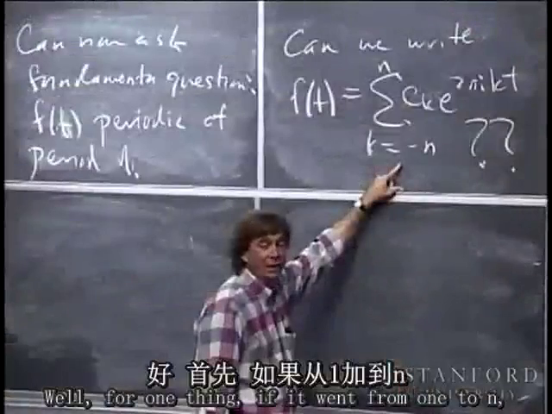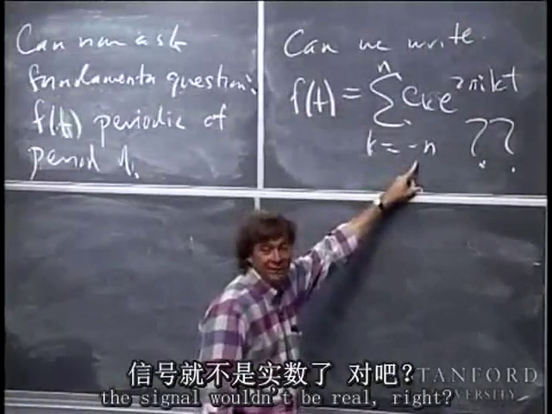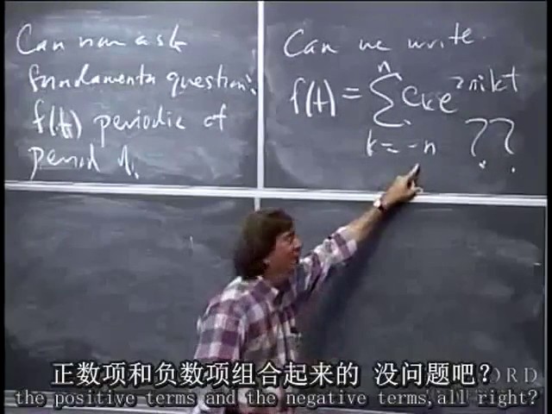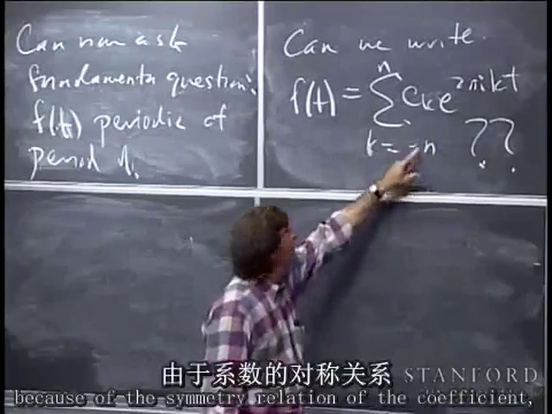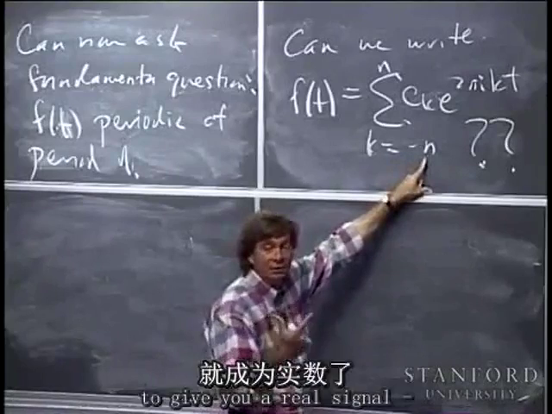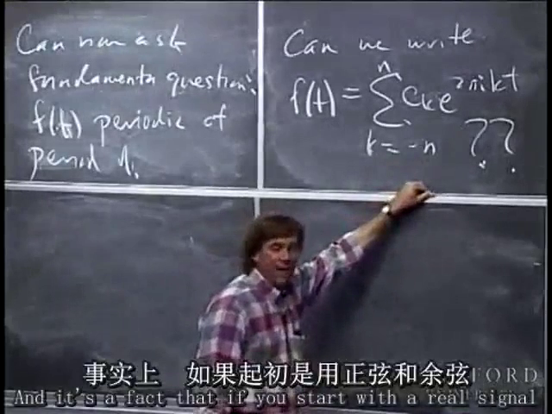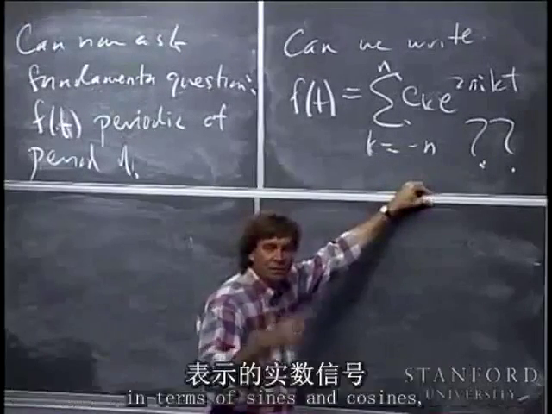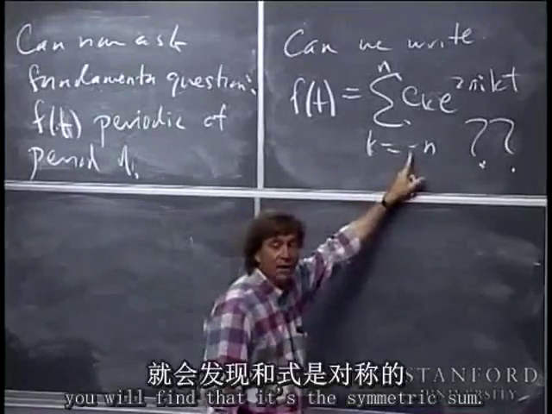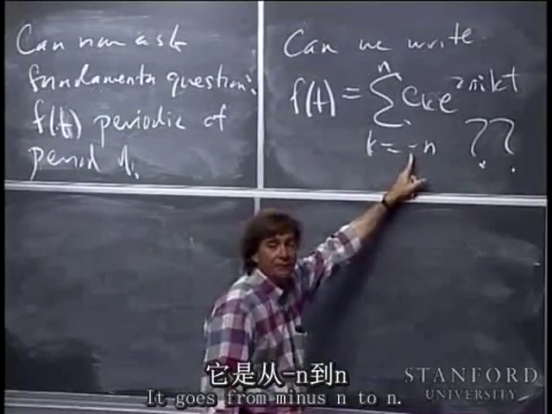Well, for one thing, if it went from 1 to n, the signal wouldn't be real, right? Remember, there's this combination of the positive terms and the negative terms. Because of the symmetry relation of the coefficients, the positive and the negative terms combine to give you a real signal, to give you a real part. And it's a fact that if you start with a real signal in terms of sines and cosines and then use complex exponentials to express it this way, you will find that it's a symmetric sum. It goes from minus n to n.